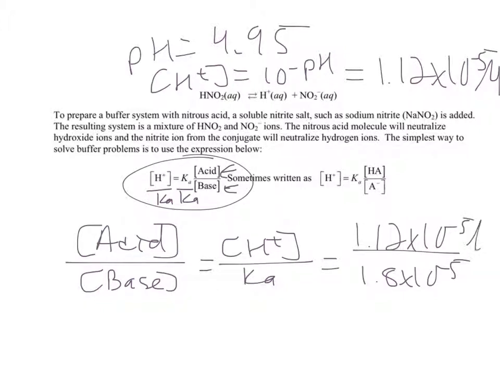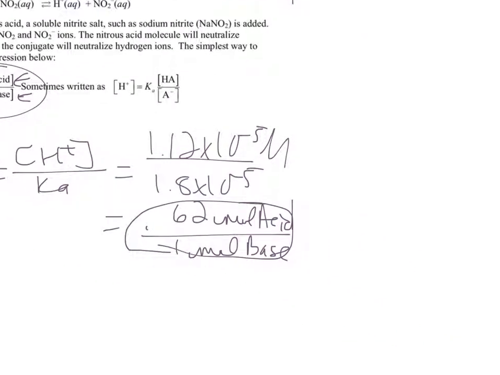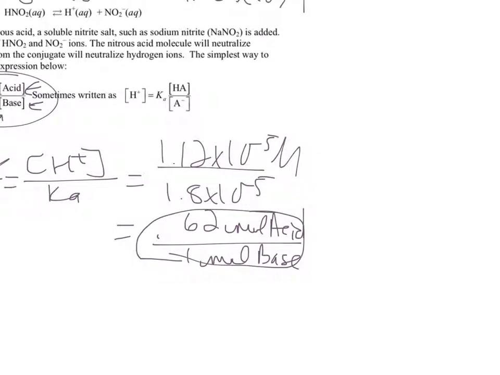And when I did that, I got a ratio of acid to base that equaled 0.62 moles of acid for every 1 mole of base. That's what that ratio is telling me. And yes, these are concentrations, but since they're in the same solution, it's moles per liter, moles per liter. The liters would cancel out anyway, so I can simplify that to a ratio of just the moles. All right, so this is my target ratio, and I don't know how much base I'm going to have. That's one of the things I have to calculate.